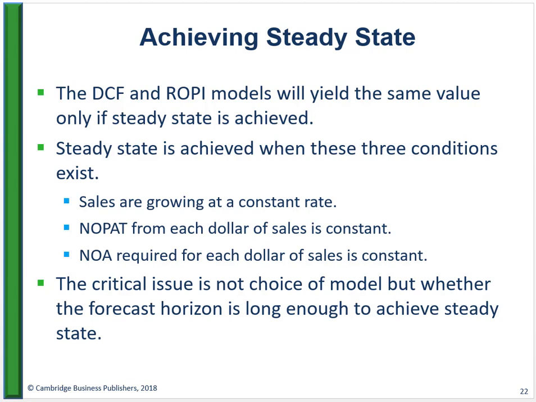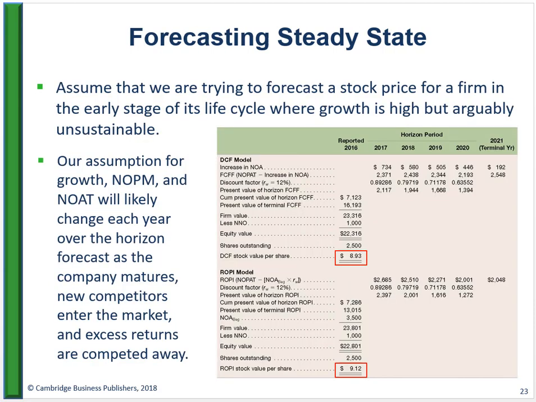The critical issue here is not choice of model, but whether the forecast horizon is long enough to achieve a steady state. And this is another reason why I've set up the model templates for our case project as being 10 years in length. 10 years is typically enough time for most firms to reach a steady state. Not all firms. Some firms you'd have to go out more, but for most firms it gives us a good forecast period, a forecast horizon.